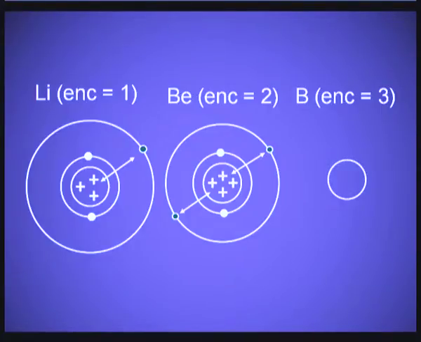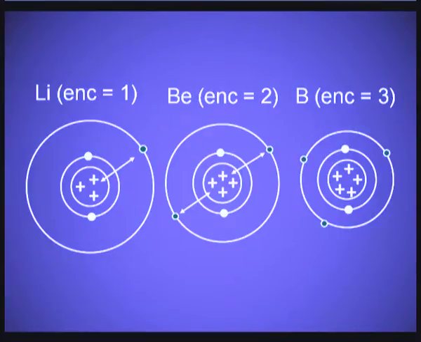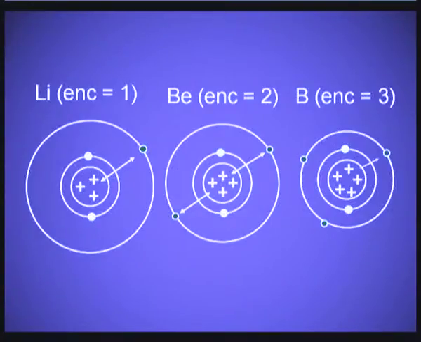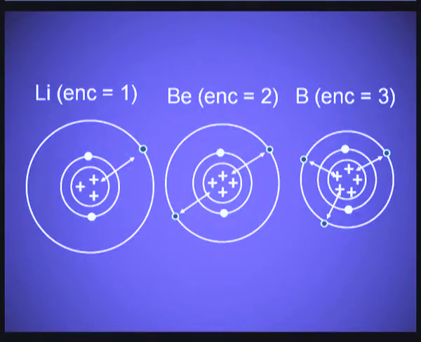Boron, atomic number 5. There are 5 protons in the nucleus. You can see 2 electrons in the inner shell, but there are 3 electrons in the valence shell. These 5 protons will hold the 3 valence electrons more tightly as compared to lithium and beryllium. From the picture, it is very clear that the effective nuclear charge is increasing but the shell is the same, and there is a clear decrease in the atomic radii from lithium to boron.